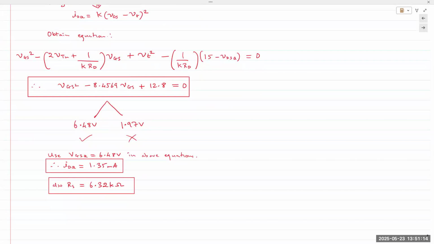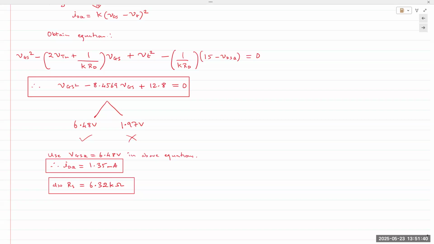Now, let's say this was a real life example and it didn't work, then we would start off with this value for RS, change it, either increase it or decrease it a bit. And so then ID would change. Then you can work backwards to see what value of VGS would be required to obtain that specific value for ID. Okay.